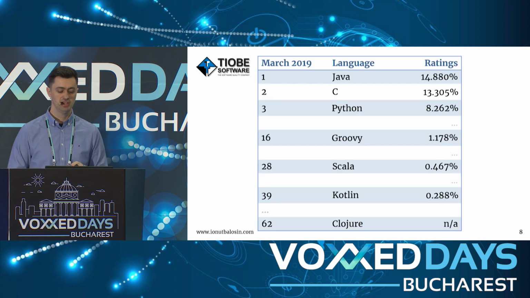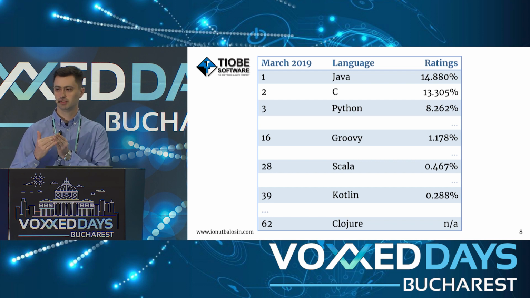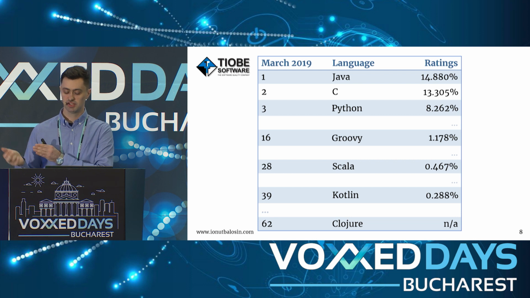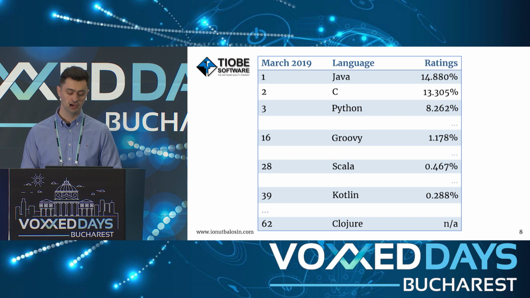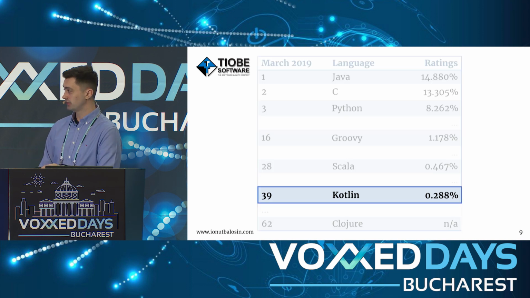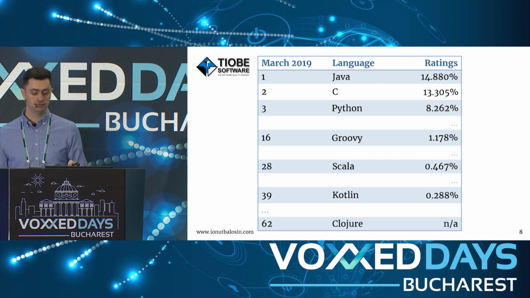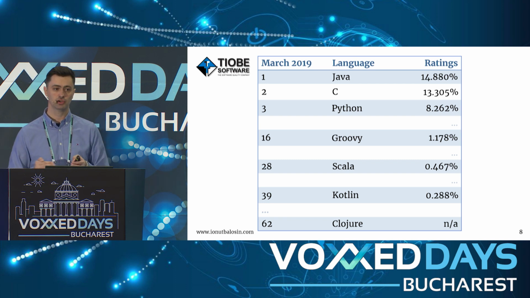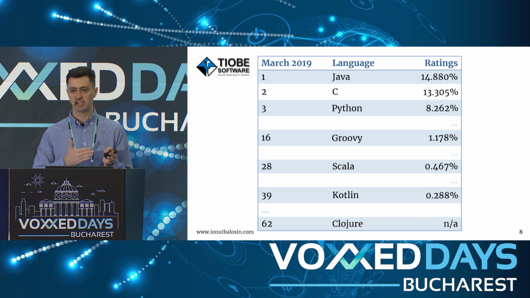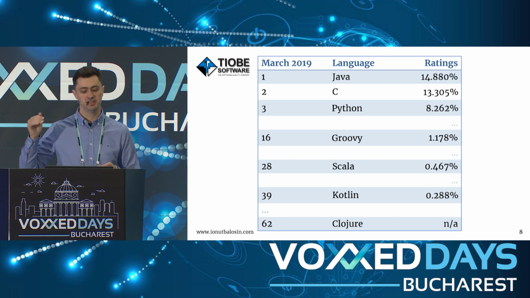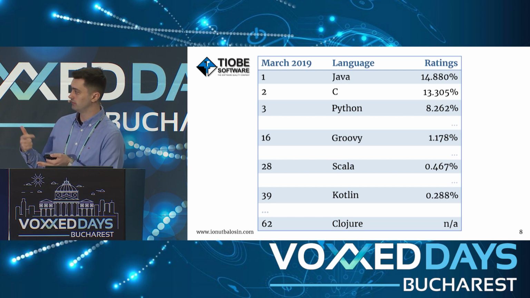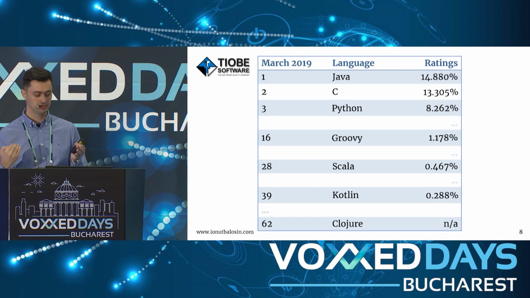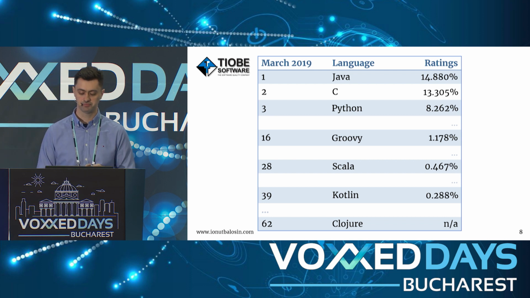TIOBE, which is actually ranking based on the search indexes, uses the Google, Bing, Yahoo search indexes, and classifies Kotlin in March 2019 on the spot 39. I would say it's not very bad, even if it is 39, because Kotlin is quite modern. It was just released a few years ago, and the trend is increasing. And you will see in these statistics other JVM languages like Groovy, Scala, and Clojure. So it's actually above Clojure.